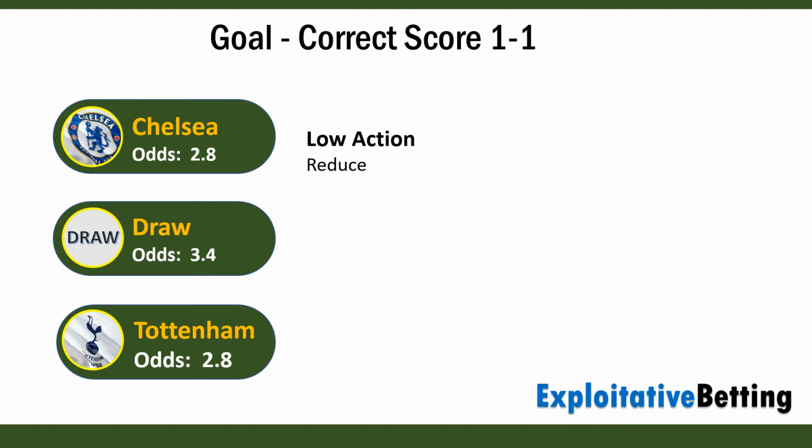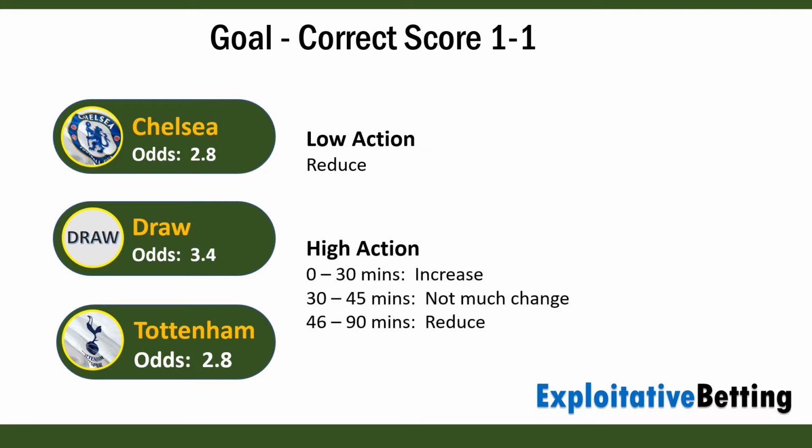With low action games, the odds of 1-1 will usually reduce after the first goal. With high action games, the odds of 1-1 will increase if the first goal is scored up to 30 minutes into the game. However, if the first goal is scored in the second half, the odds of 1-1 are likely to reduce. When I talk about low and high action games, I'm talking about the extremes.